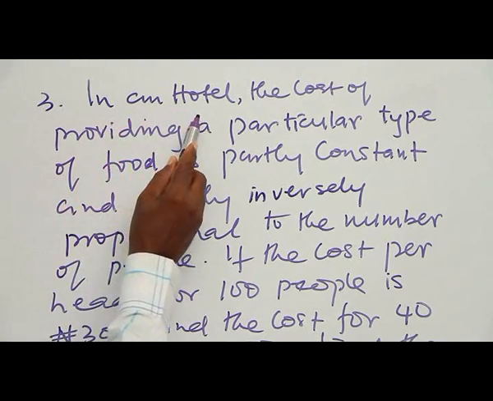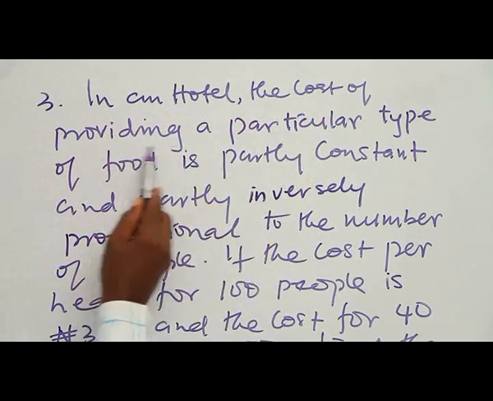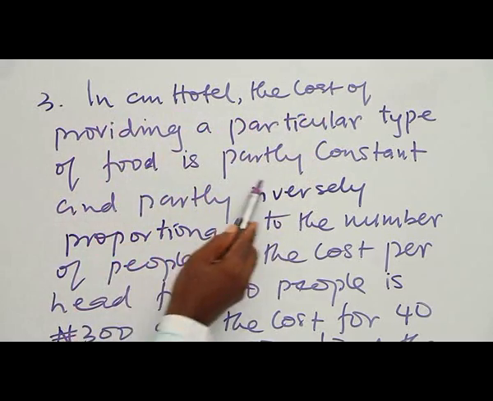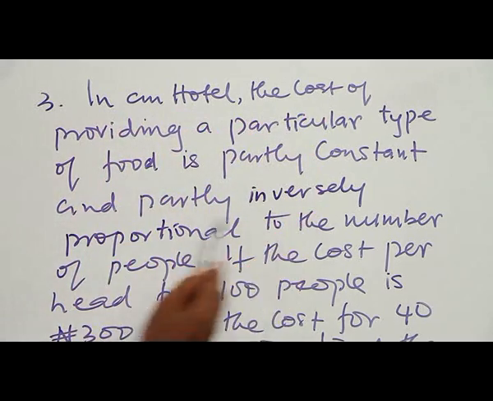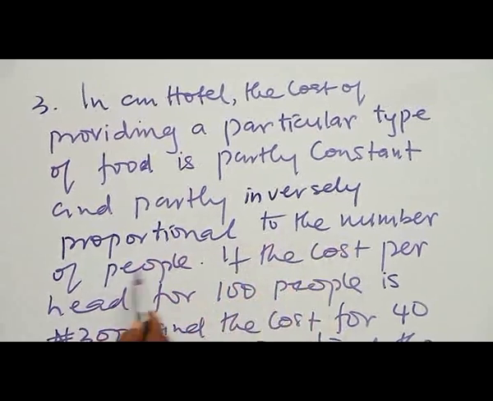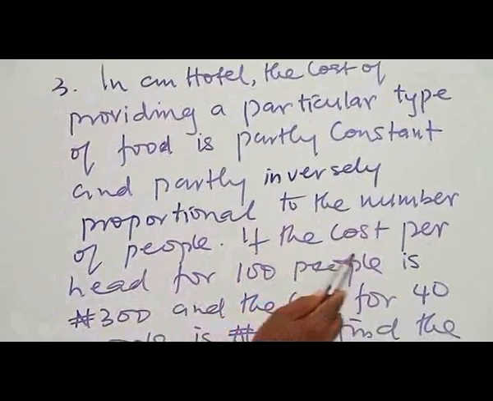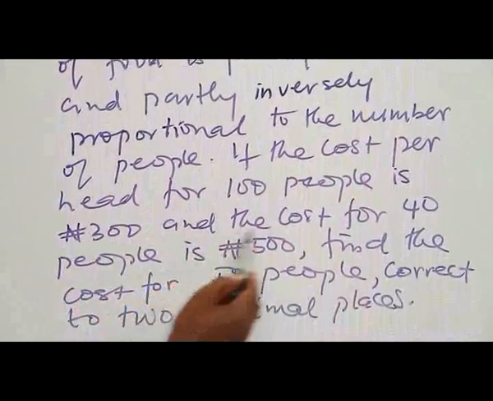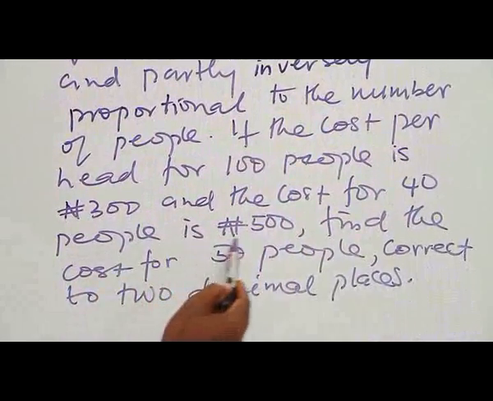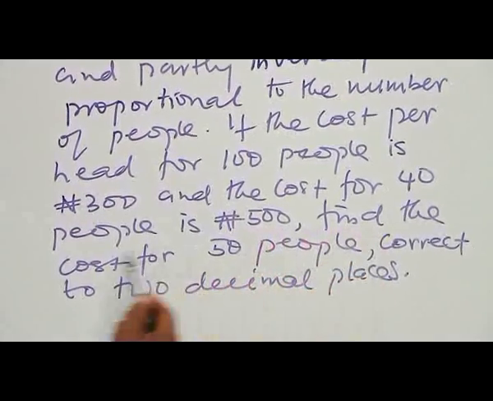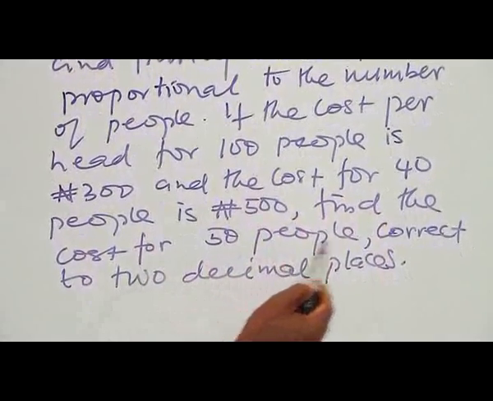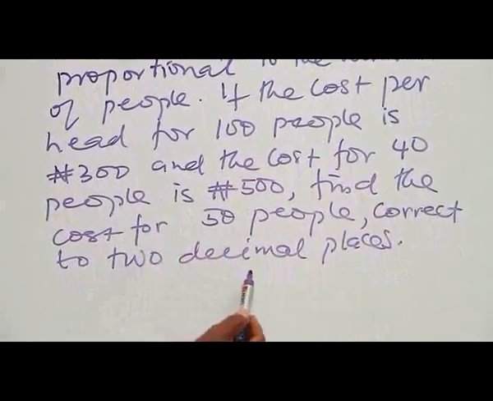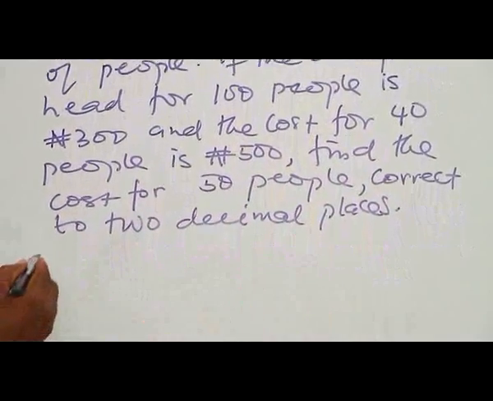Let's take example 3. In a hotel, the cost of providing a particular type of food is partly constant and partly inversely proportional to the number of people. If the cost per head for 100 people is 300 naira and the cost for 40 people is 500 naira, find the cost for 50 people, correct to 2 decimal places. Our solution.